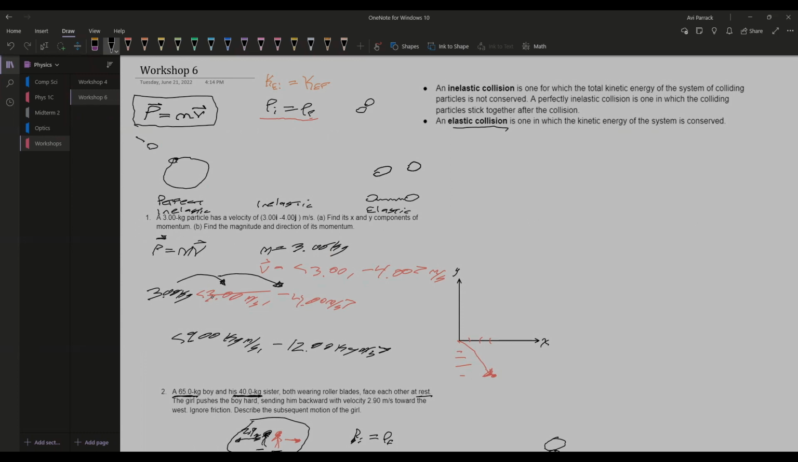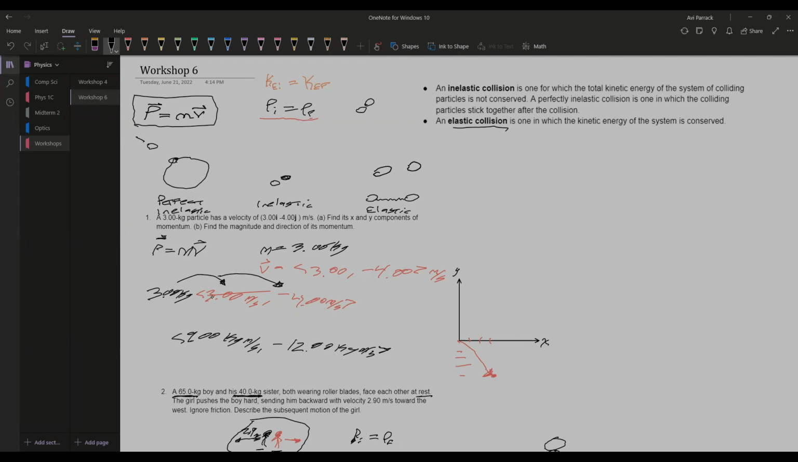In which they still separate. They don't necessarily stick together. However, there's no loss of energy. It's not like, I'm sorry, there is loss of energy. It's not like the elastic in which there is no loss of energy. I muddled that up. Let me try to be clear.